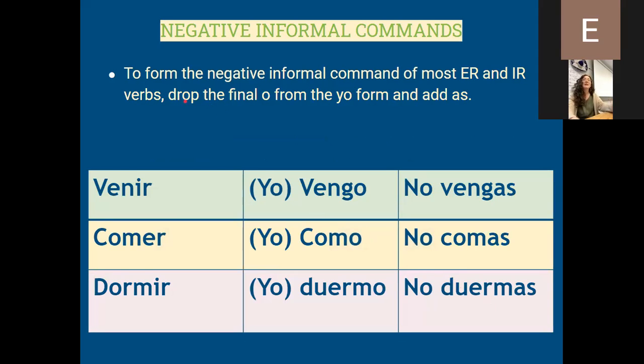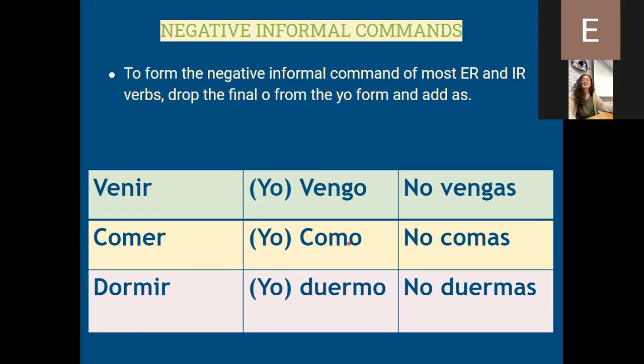To form the negative informal command of most ER and IR verbs, you still drop the final O from the yo form, but instead of an ES, you add an AS. So here are some examples with venir, comer, and dormir. So venir, the yo form is vengo. It's irregular in the yo form. And then you drop the O and add an AS. So no vengas, don't come. No vengas a mi fiesta, don't come to my party.